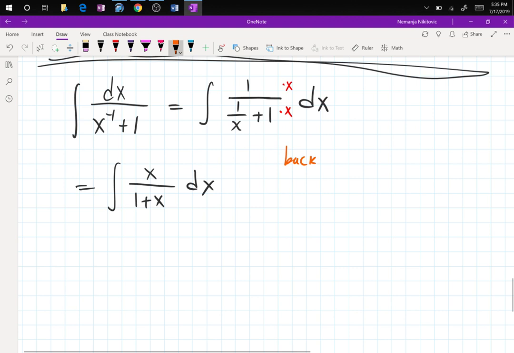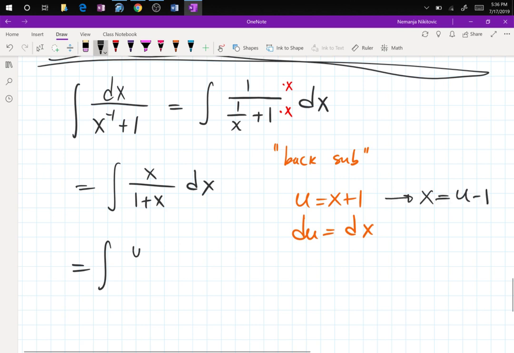So U sub, which is called the back sub, so let's go orange. Back sub. It's called backward substitution or backwards U substitution or whatever. U is equal to x plus 1. Du is equal to dx. So now when you want to plug this stuff in, you notice that you don't have anything to plug in for x on top. So you solve this one for x, which is u minus 1. So now x on top is u minus 1. The bottom is u, and dx equals du.